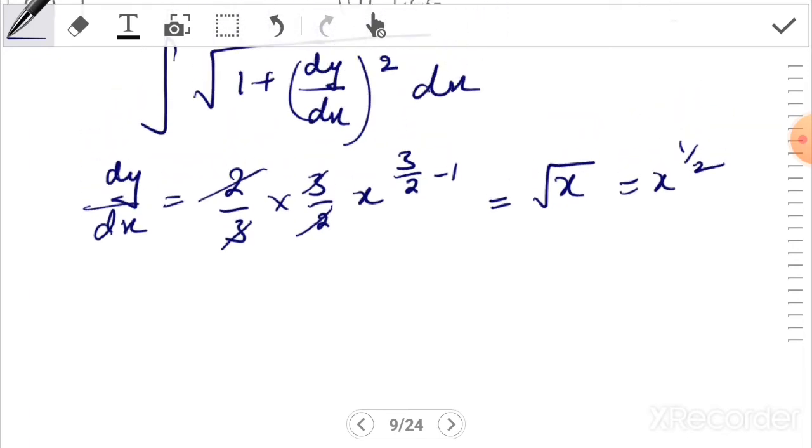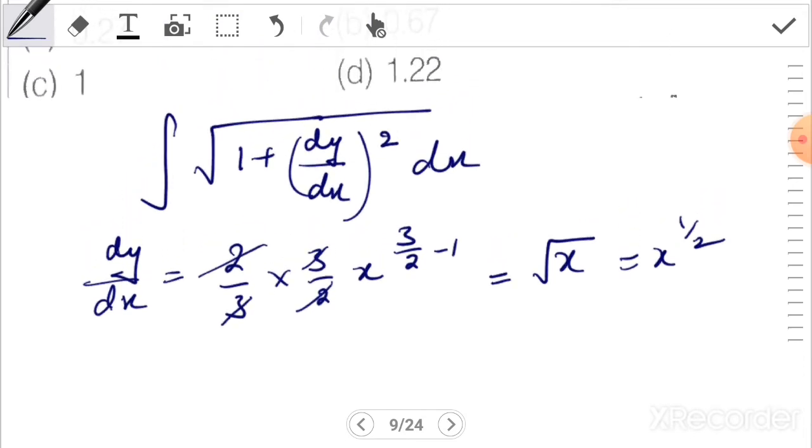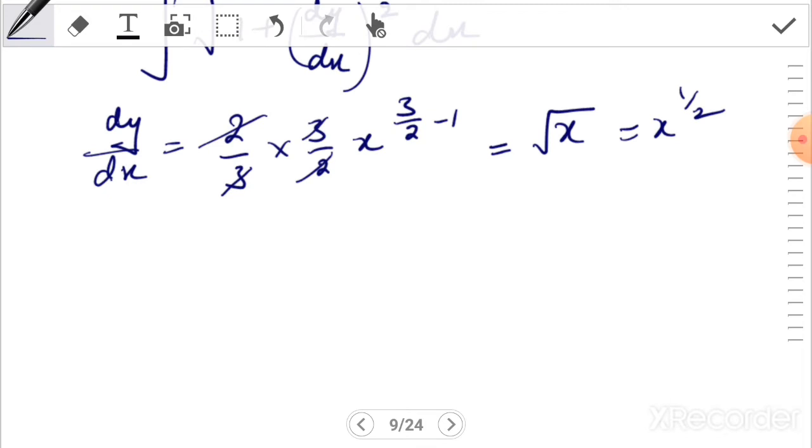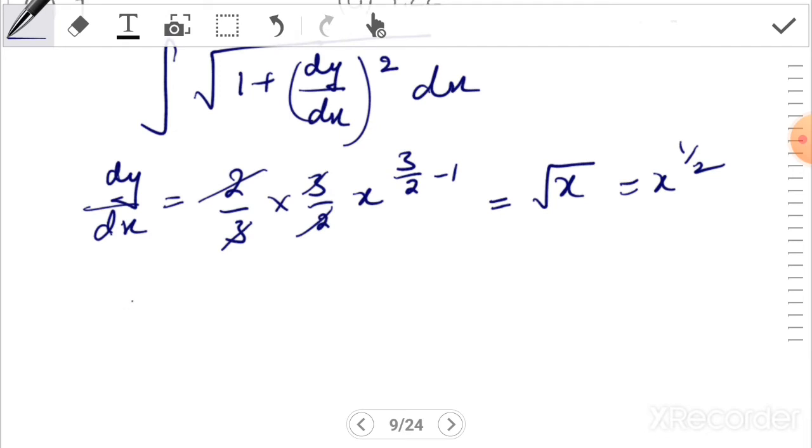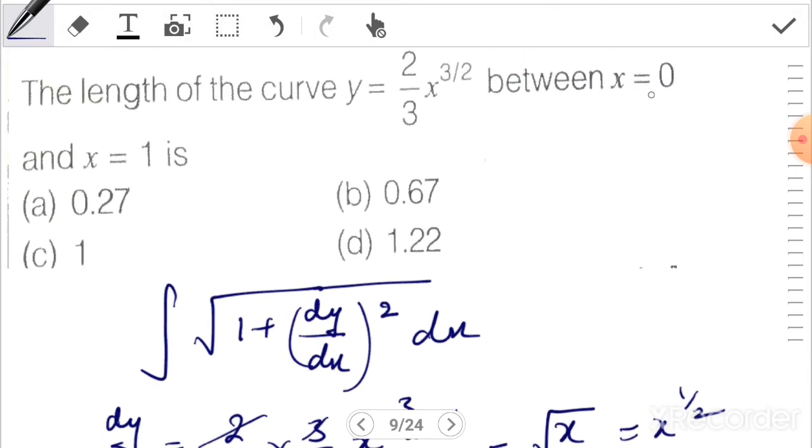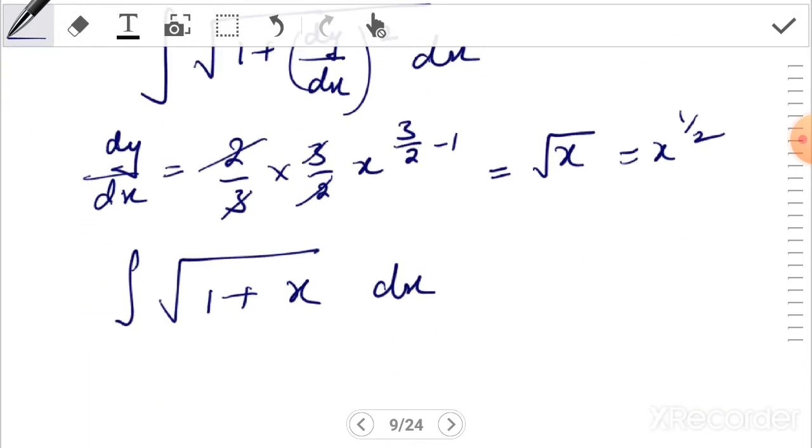So length of the curve, to find out the length of the curve, put dy by dx in the formula. So root under 1 plus, so root x goes whole square, so this is x, dx, and between x is equal to 0 and x is equal to 1, so this is our definite integral 0 to 1.